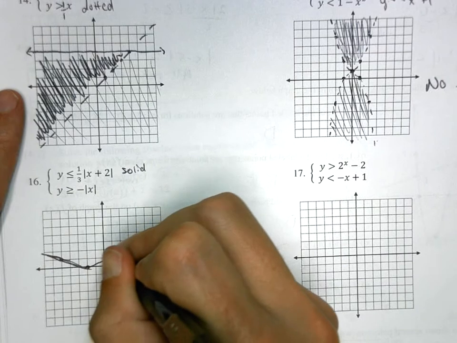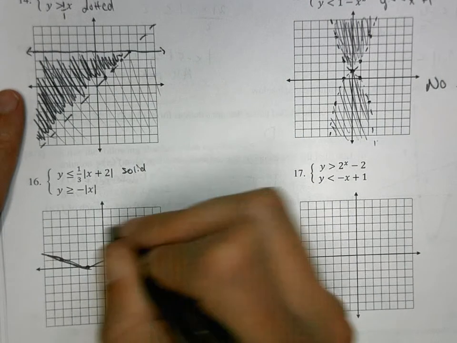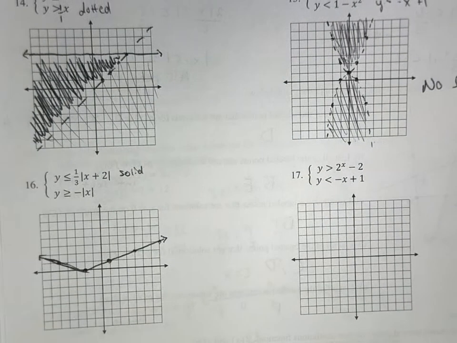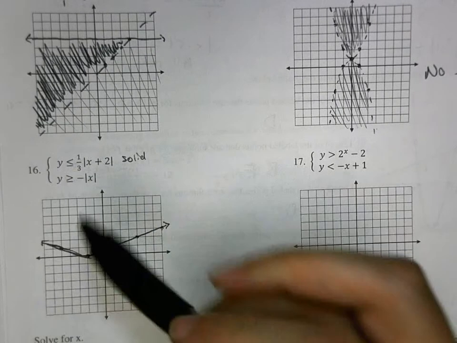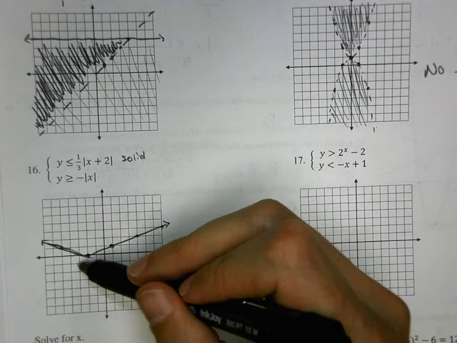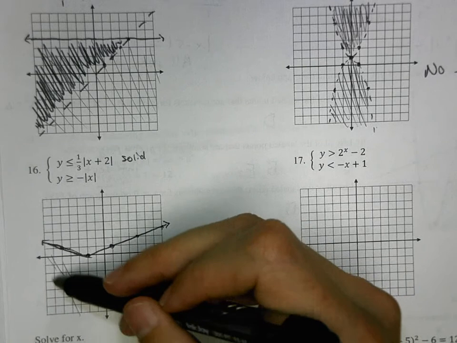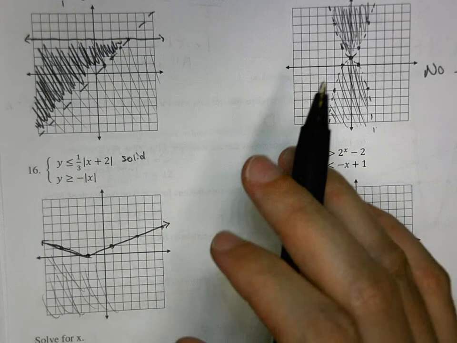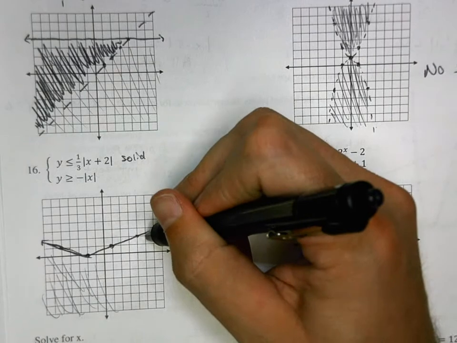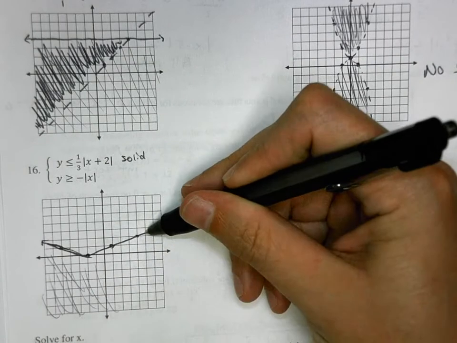I freaked out a little bit there. I thought I messed up. It's in pen. And this says less than, so I'm going to shade everything that is below this line. Pick any point. If you don't understand where to go, just put your pen on the line, and if it says less than, go down. It's everywhere down here.